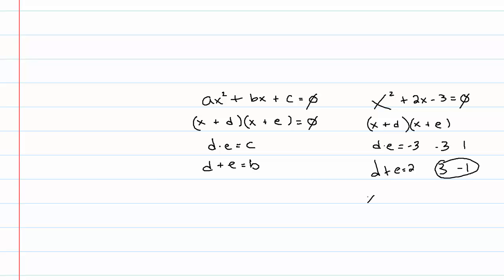This means that x plus 3 times x minus 1 should equal 0. And from here, we know that if we have two parts or terms multiplied to give us 0, then both of them should equal 0.